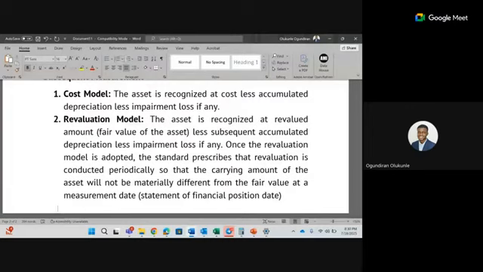Now, in the case of complex assets, I hope you understand what complex assets are.